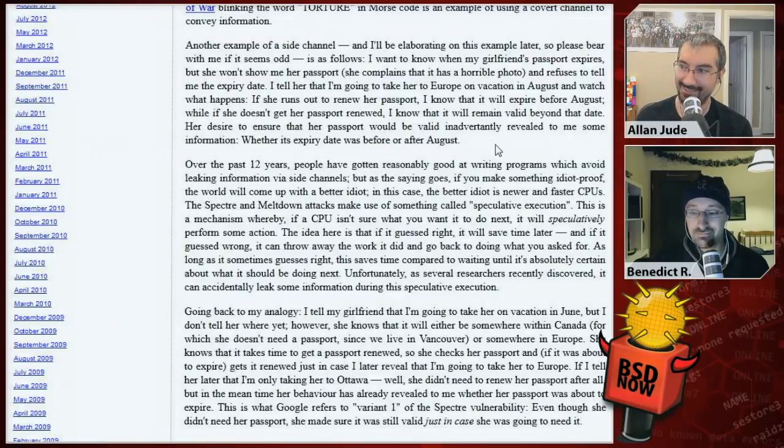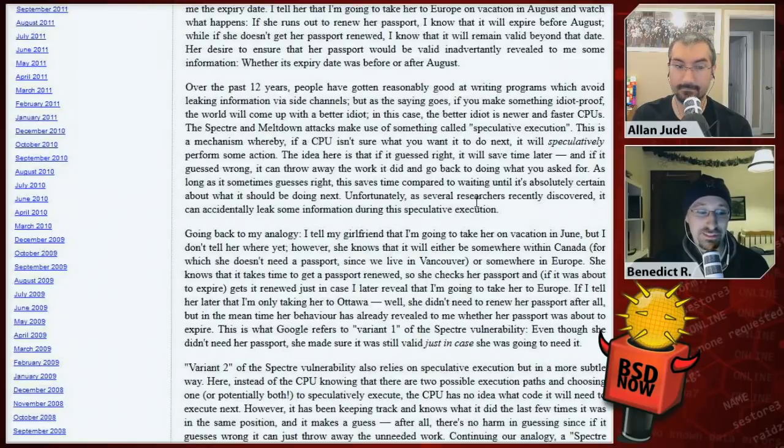She never showed Colin the expiry date, but by doing something else, Colin could deduce things about the expiry date. It's a clever way of figuring it out. Yeah. And that's pretty much the same.